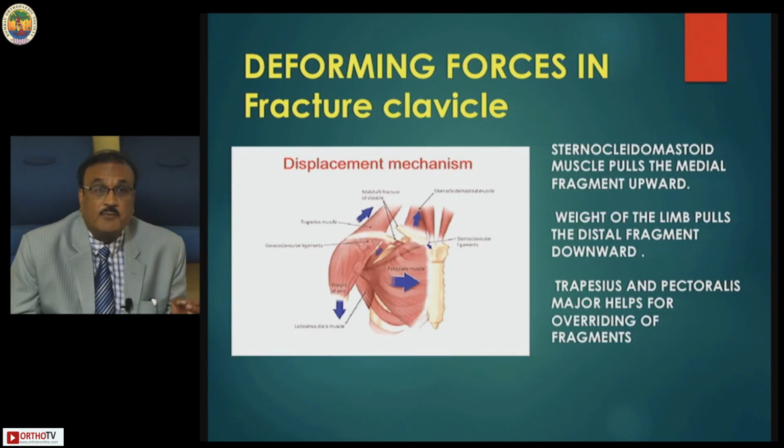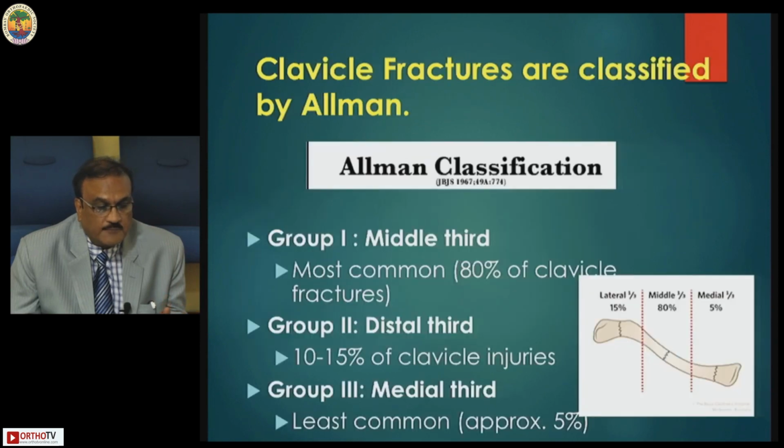What are the deforming forces that cause the fracture displacement? The sternocleidomastoid muscle pulls the medial fragment upward, the weight of the limb pulls the distal fragment downward, and the trapezius and pectoralis muscles help in overriding of the fragments. Before you do the surgery, you must plan according to the muscle forces.